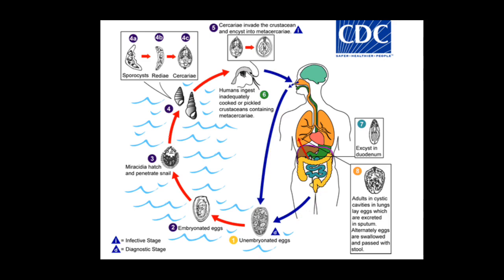So you can see here, metacercariae are the infective form. The snails are the first intermediate host and the crustaceans are the second intermediate host. Man is the definitive host. So these are the highlights of the life cycle of Paragonimus westermanii.